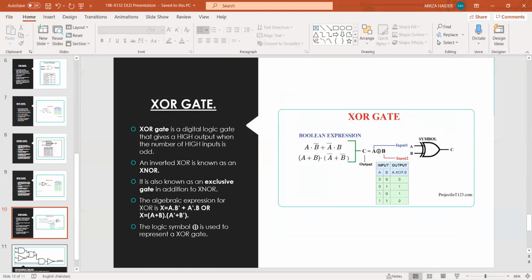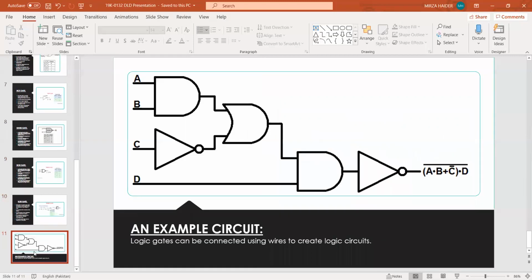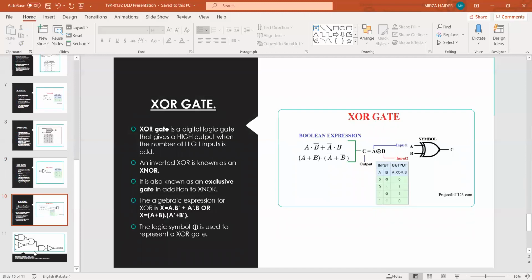The XOR gate is a digital logic gate that gives a high output when the number of high inputs is odd. An inverted XOR is known as an XNOR. It is also known as an exclusive gate in addition to XOR. The algebraic expression for XOR is X equals A dot B bar plus A bar dot B, or X equals (A plus B) dot (A bar plus B bar). The logic symbol of XOR is quite different as it is a plus enclosed inside a circle.